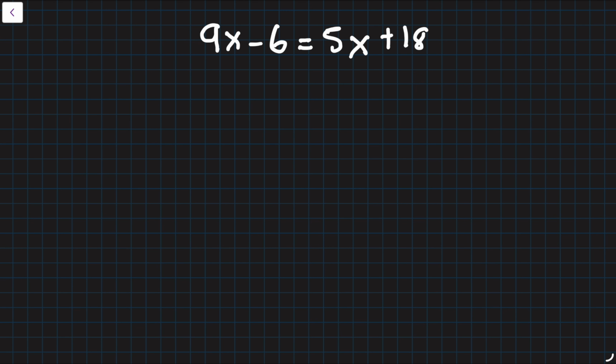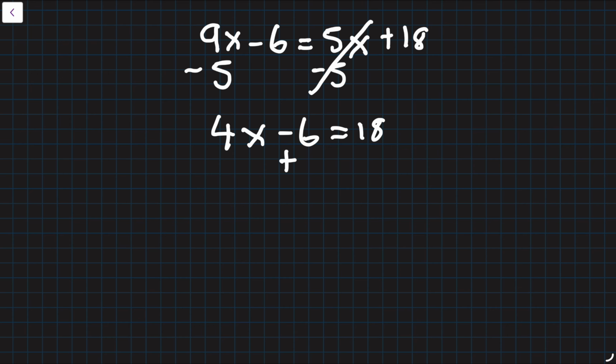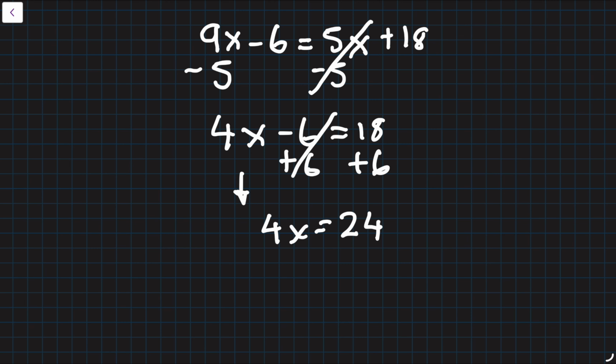There's two ways to solve a problem like this. I'm going to show you the first way to do it. Negative 5 to each side, so cancel out the 5, and you're going to be left with 4x minus 6 equals 18. Then plus 6 to each side, and it's going to make it 24. Then put down the 4x right over here, then divide by 4, and it's going to be x equals 6, and this is going to be your final answer.